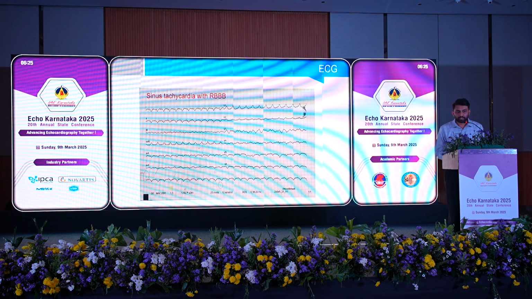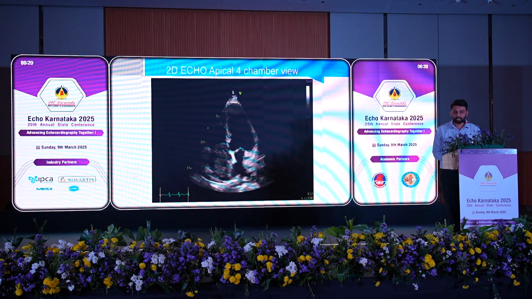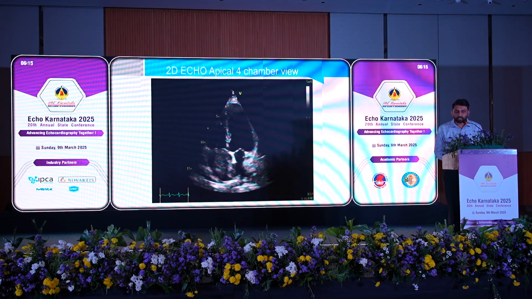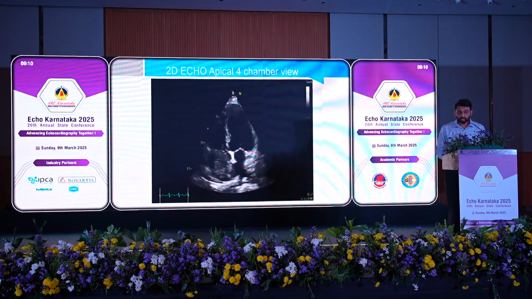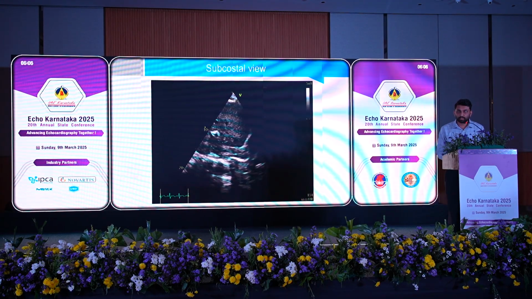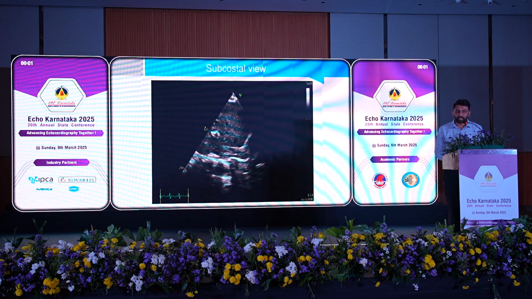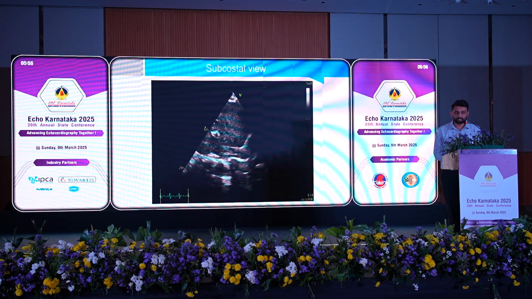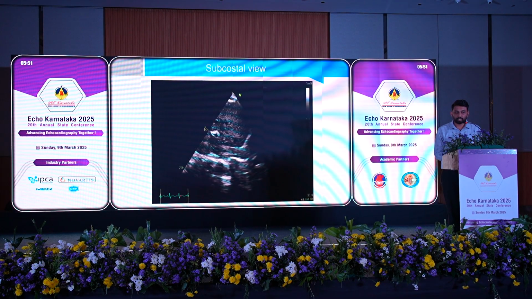So we went ahead and did a transthoracic echocardiogram, which showed us a huge mass in the right atrium extending into the right ventricle. The LV function was preserved, and this was the 4-chamber view. And on subcostal view examination, we could see the mass infiltrating from the IVC into the right atrium. So this practically ruled out any primary or intrinsic cause of the mass from the cardiac chambers. So we wanted to find out the primary cause of this mass.